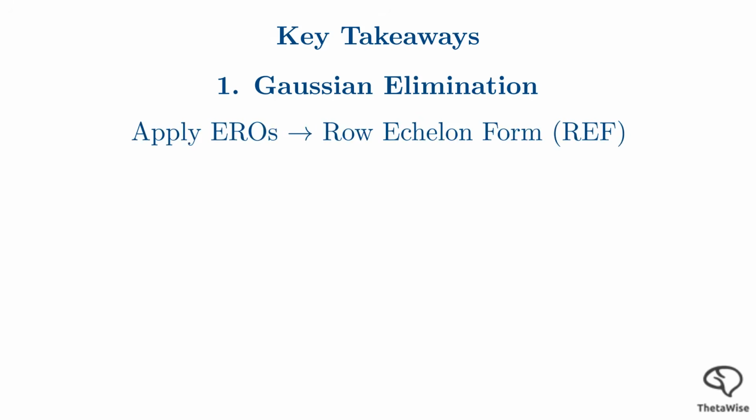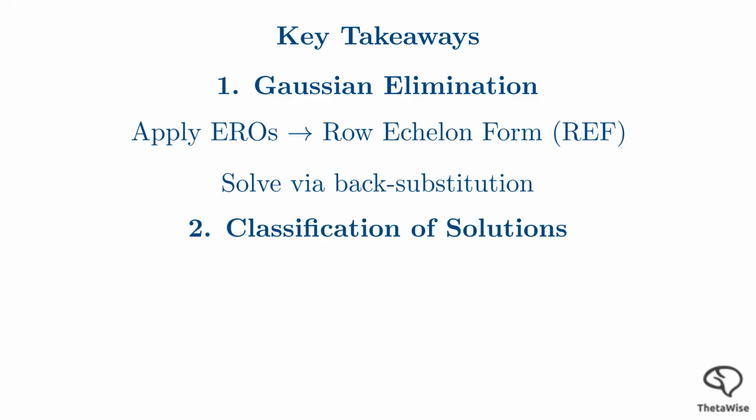To summarize our lesson on the solutions of systems of linear equations, Gaussian elimination is our primary algebraic tool. We use elementary row operations to transform an augmented matrix into row echelon form, which allows for systematic solving through back substitution. Systems are classified by their final row in row echelon form.